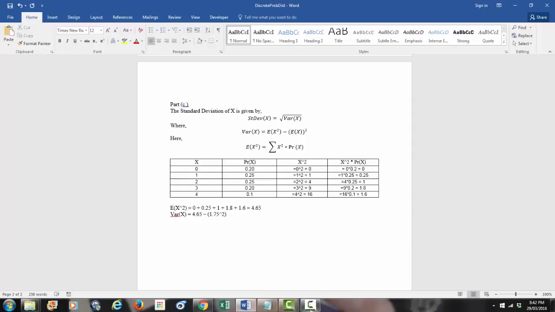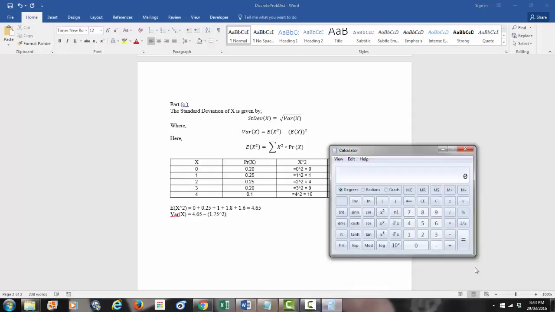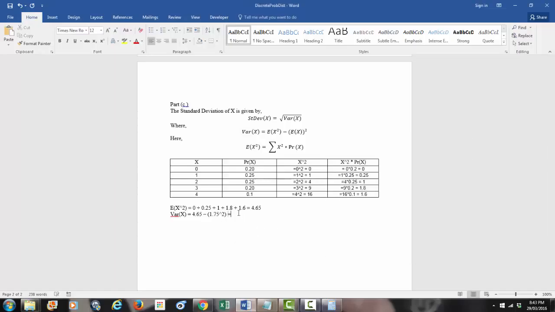Okay, so I'm just now going to calculate this value. So 4.65 minus, and then we want to do 1.75 squared. So close brackets, and we've got that is equal to 1.5875, and therefore the standard deviation of x is just equal to the square root of the variance.